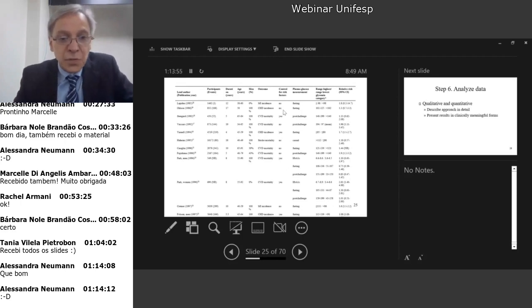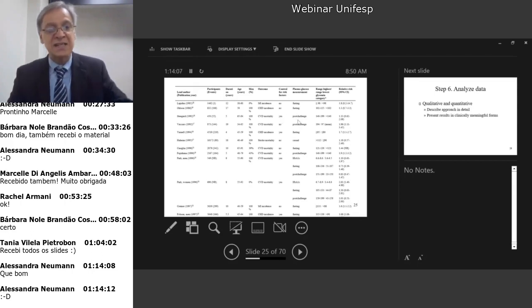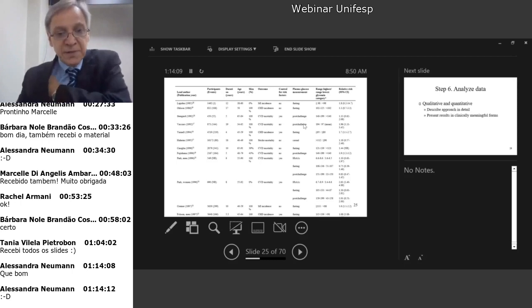Control for risk factors. Did you control for risk factors? Yes, no, no, no, no. So this study here controls for risk factors and has a large sample, a very large population. So you can start to get a sense of the quality of those studies.